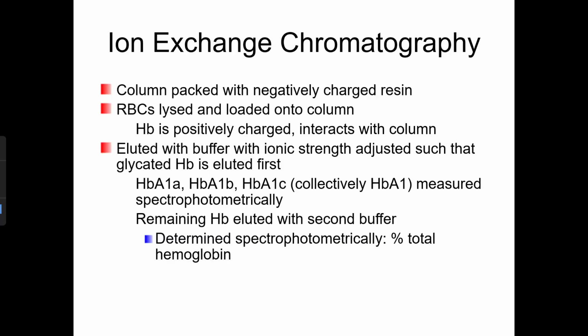Ion exchange chromatography. Column is packed with negatively charged resin. Red blood cells are lysed and loaded into the column, and hemoglobin is positively charged and interacts with that column. Eluted with buffer with ionic strength adjusted so that glycated hemoglobin is eluted first. HbA1a, B, and C, collectively HbA1, is measured spectrophotometrically. Remaining hemoglobin is eluted with a second buffer, determined spectrophotometrically, and then you calculate the percent, the HbA1 divided by the total.